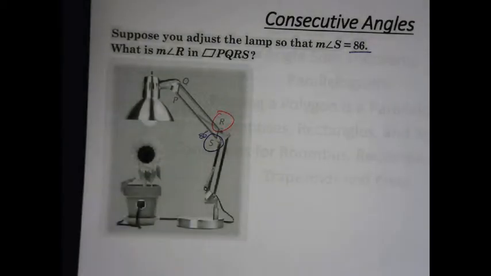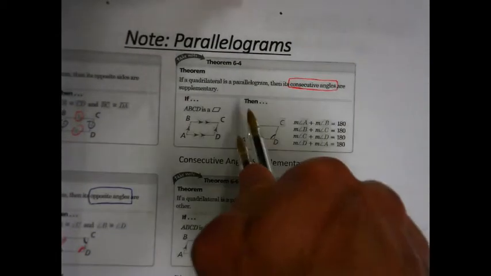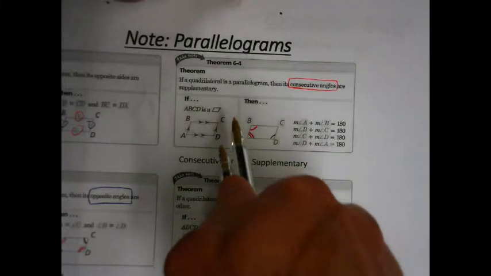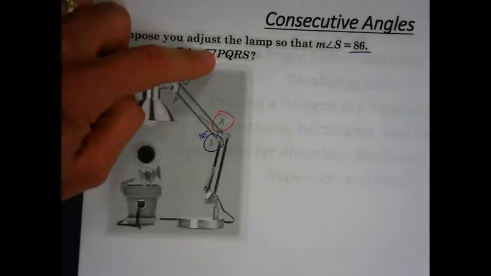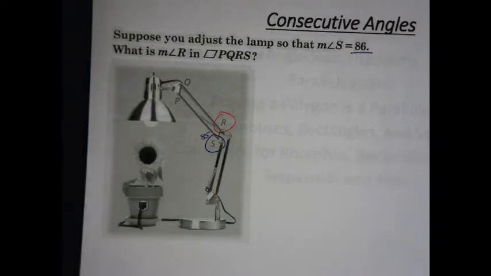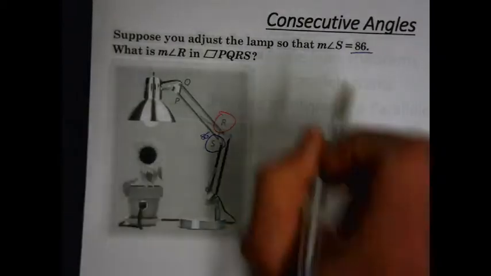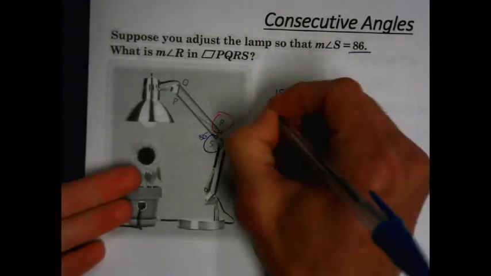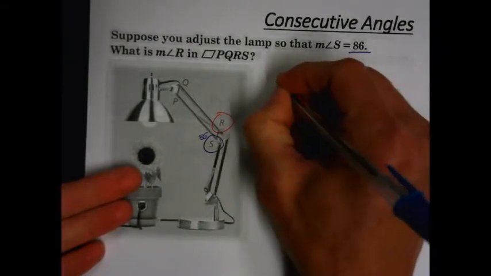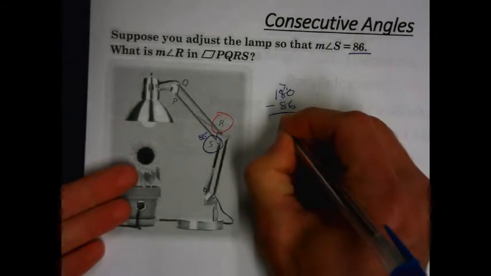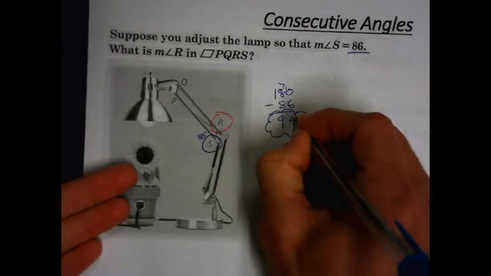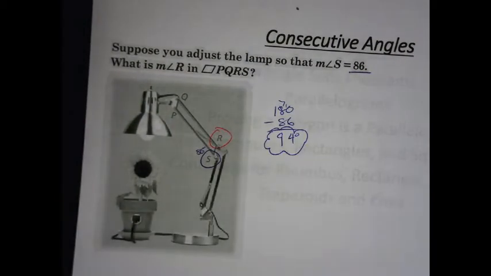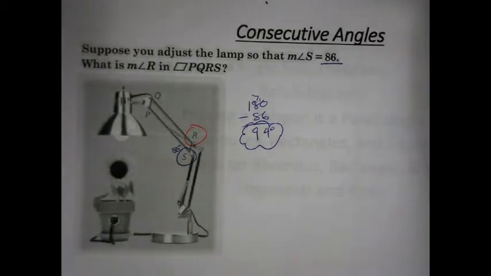And as we recall, consecutive angles in a parallelogram are supplementary. It tells us it's a parallelogram, therefore, consecutive angles, supplementary. So all we're going to do is subtract 86 from 180. We are in business, and we should get 94 degrees. Okay, so that's how consecutive angles work. Just remember, in a parallelogram, consecutive angles are supplementary.